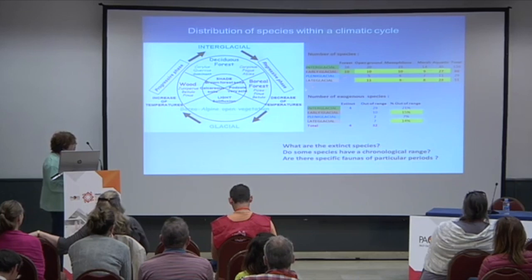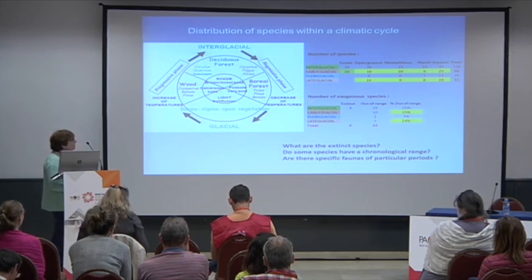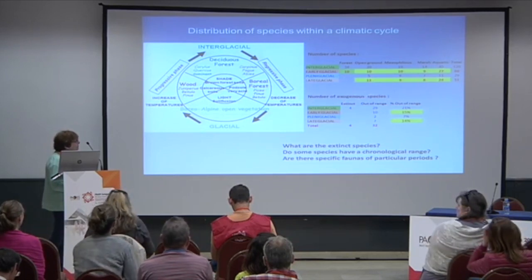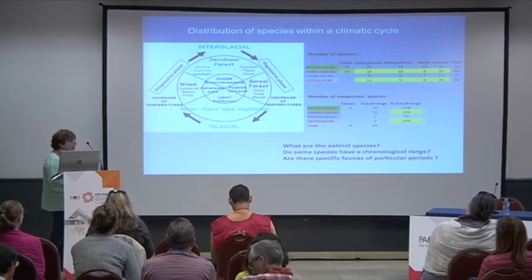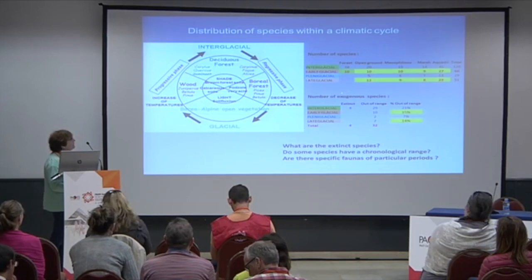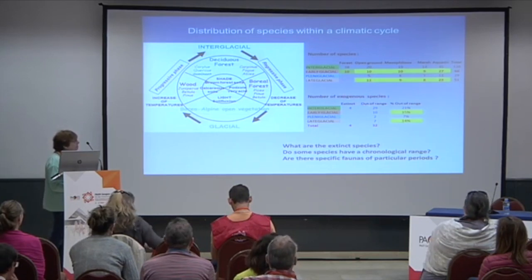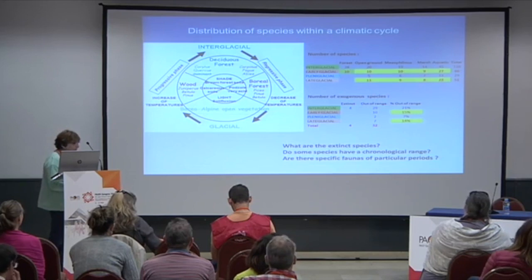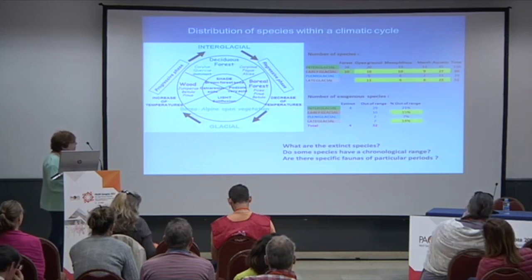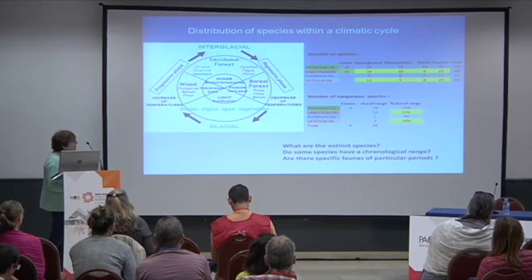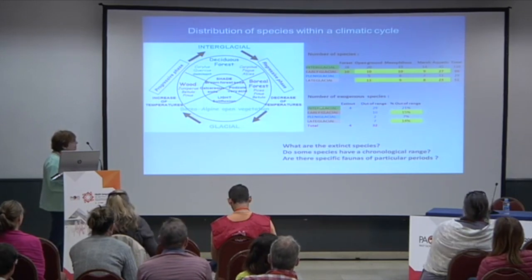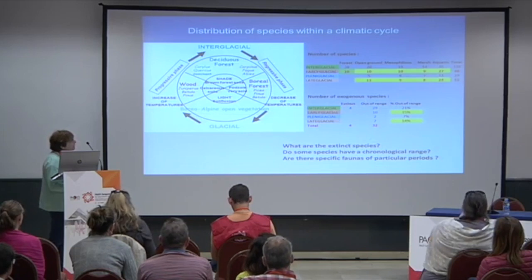The second observation refers to what I've called exogenous species. By exogenous species, I'm including extinct species, but I mean real extinction, so species that do not exist anymore anywhere, and species that occur in the Somme Valley but are out of their modern range. In this case, of course, the higher rate of exogenous species is in the interglacial periods, and it's also the only climatic phase exhibiting some extinct species.